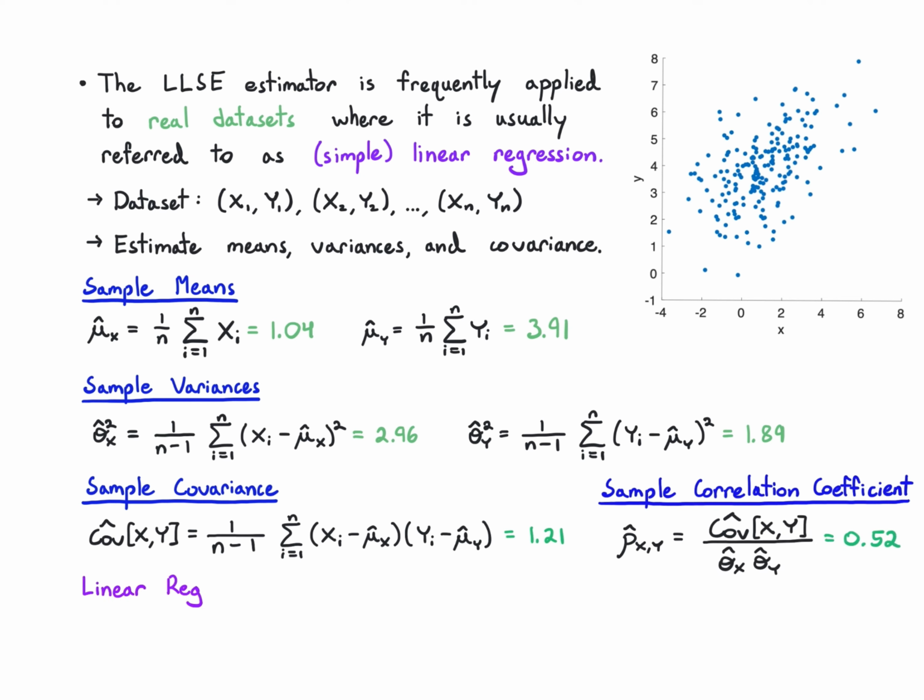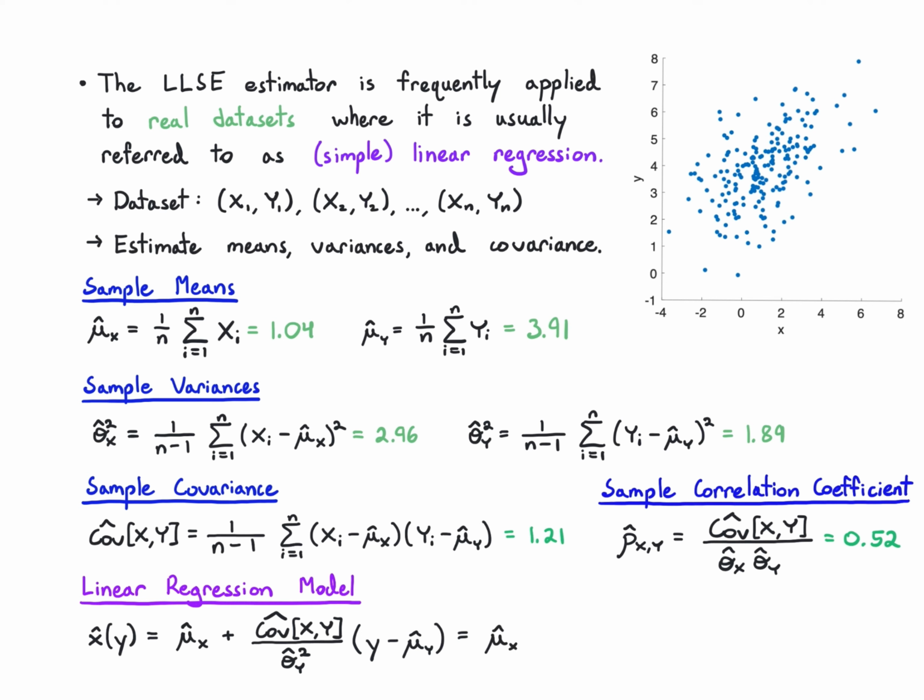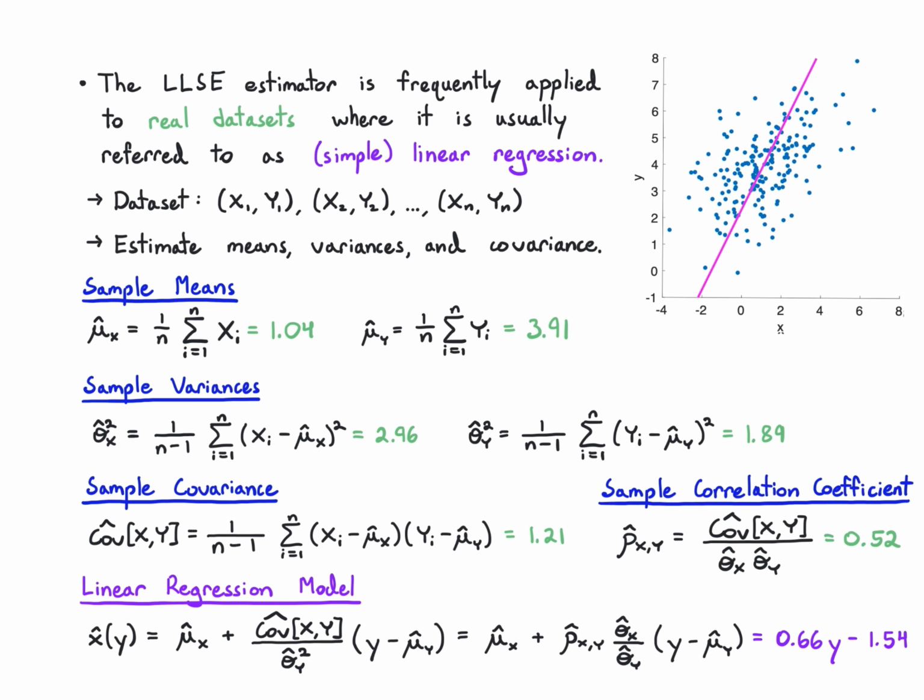So I get all these values and I can put them together to make a linear regression model. Okay, so I have x hat, which is mu hat plus covariance hat over sigma y hat squared, y minus its mean. And I can write that also in terms of the correlation coefficient. In this case, it's 0.66y minus 1.54. Okay, and I'm going to draw that line for you so you can see it. There it is. And we can see that it does a pretty good job of fitting the data. So that's maybe the line we would have drawn by hand if we wanted to find something that just passes right through the central axis or major axis of this data set.